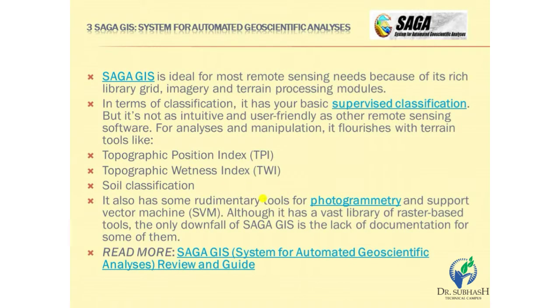Next tool is SAGA GIS, System for Automated Geoscientific Analyses. That is the full form of SAGA. It is ideal for most remote sensing needs because of its rich library of grid, imagery, and vector processing modules. In terms of classification, it offers basic supervised classification, but it is not as intuitive and user friendly as other remote sensing software.